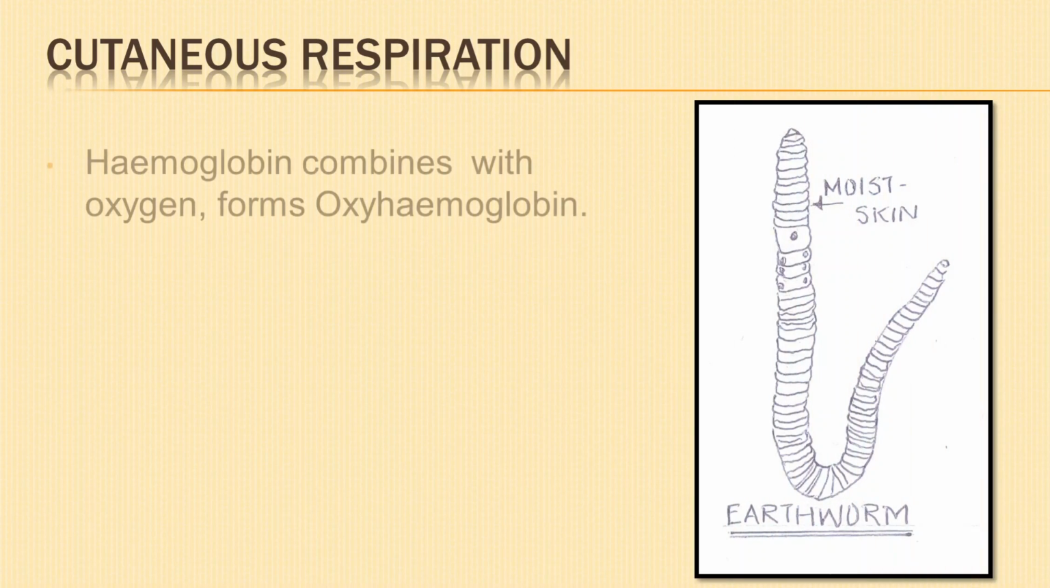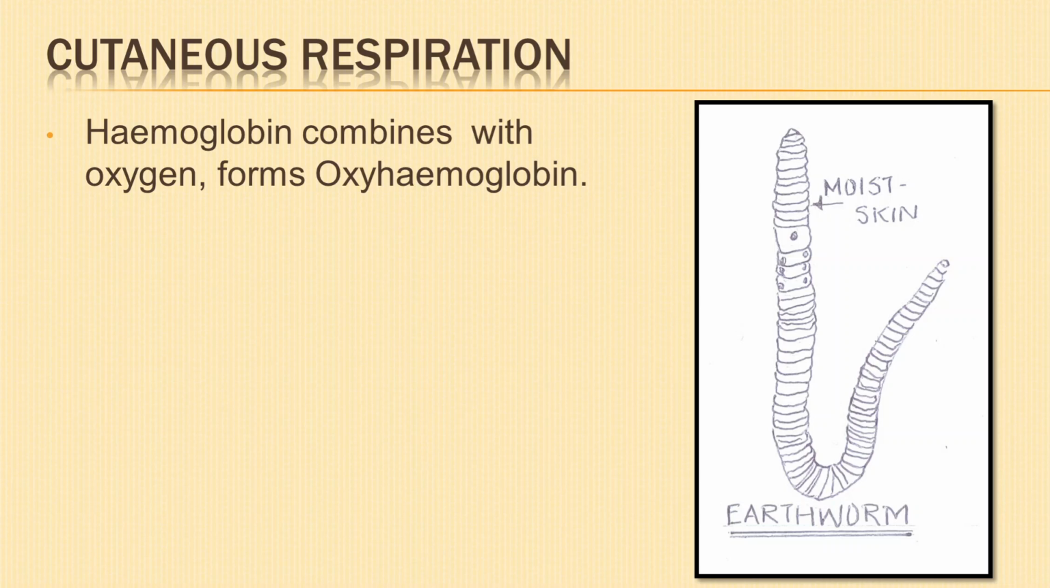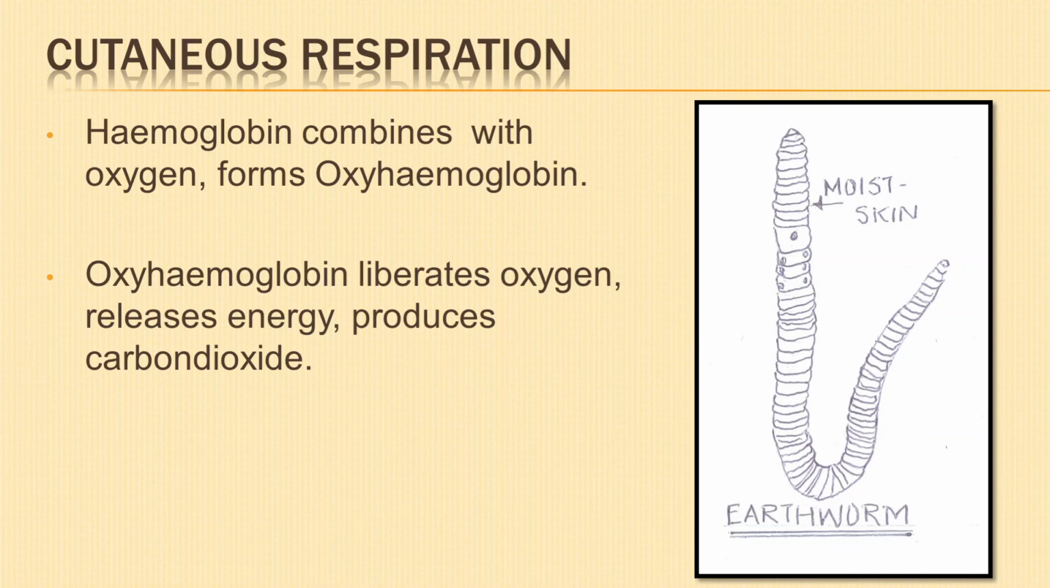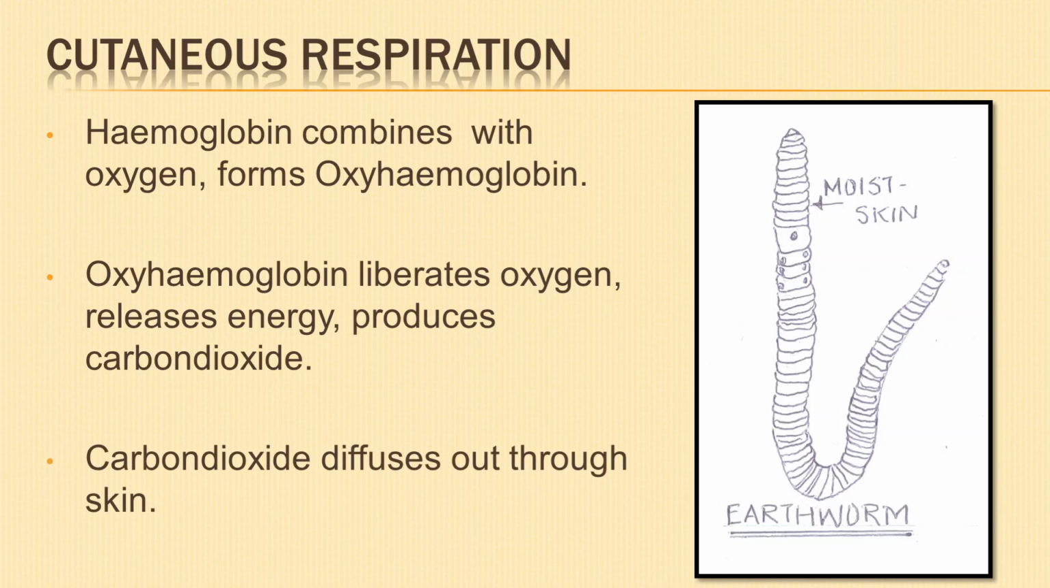Hemoglobin, a respiratory pigment present in the plasma of blood, absorbs the oxygen and forms oxyhemoglobin. It enters the tissue, liberates oxygen, releases energy, and produces carbon dioxide. Carbon dioxide then diffuses out through the skin.